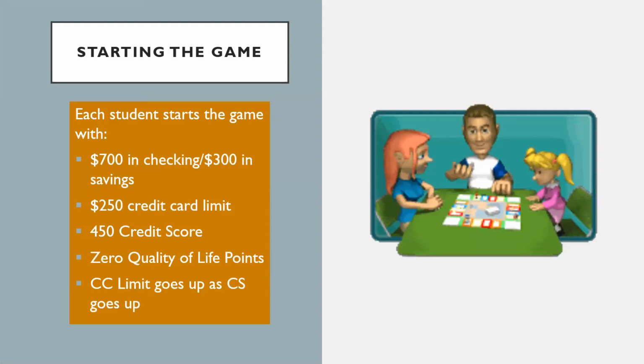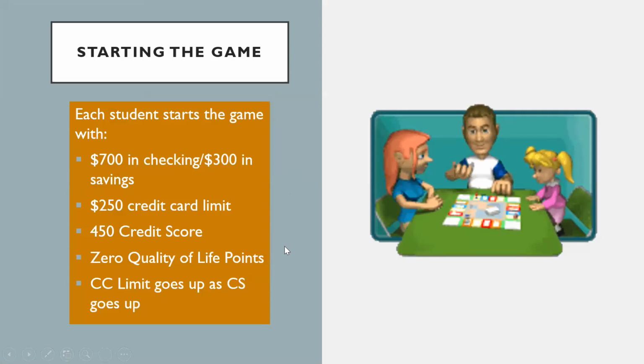When we go to the game, you will notice that this is what the kids start with. Each individual starts with $1,000, $700 in checking and $300 in savings, a $250 credit card limit, a 450 credit score, and no quality of life points, which again is what you want to focus on. You want to try to build those up because that truly does make you much more successful if you have a balance. Your credit card limit will go up as your credit score goes up.